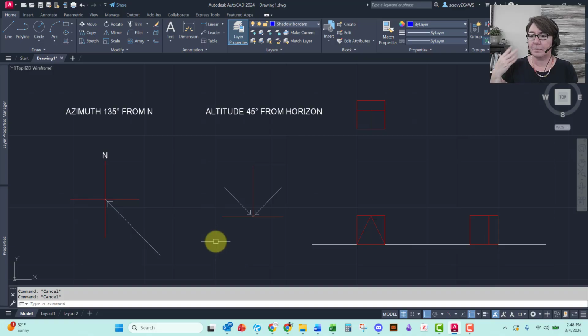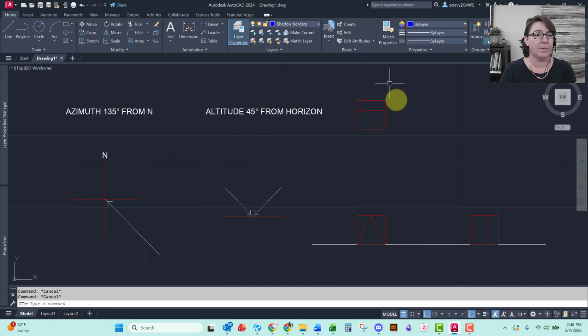And we are using these angles. We've got the azimuth, again, 135 degrees from north. We're keeping it simple for these first couple exercises, right? So it's coming in this direction. And then our altitude is 45 degrees. Again, that's going to rotate up from the horizon in either side.